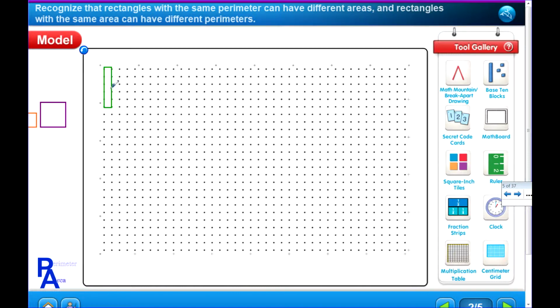It would be best if you label them. So let's count. 1, 2, 3, 4, 5. This side has 5 centimeters. This side has 1. This side has 1. And this side has 5.